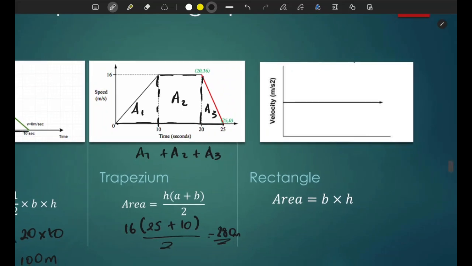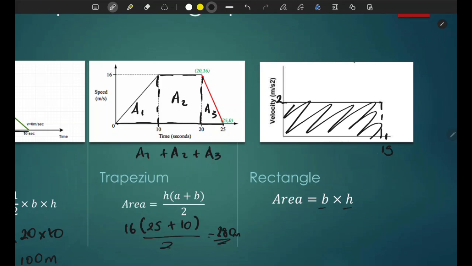So the rectangle, the area is base times height, or you can also call it length times width. So for this example, let's say this is 15 and the height is, let's say, 2. So the area under the graph represents this part over here. So it's base times height, which is 2 times 15, which equals 30. So the distance traveled is 30 meters.